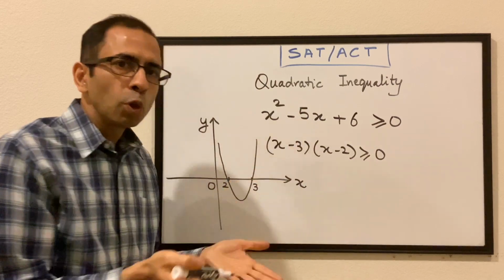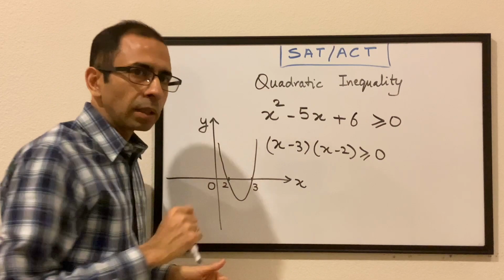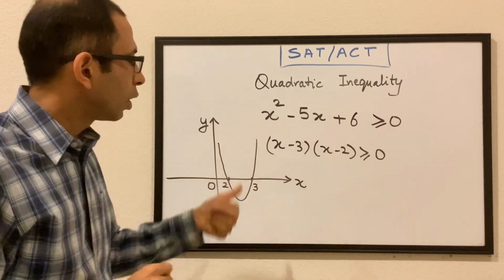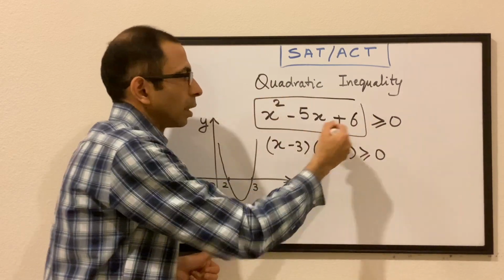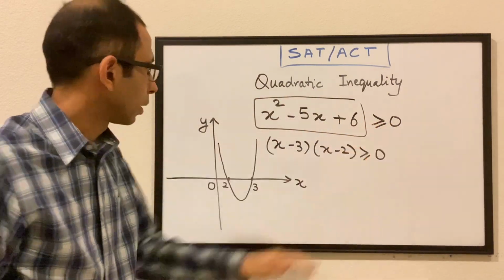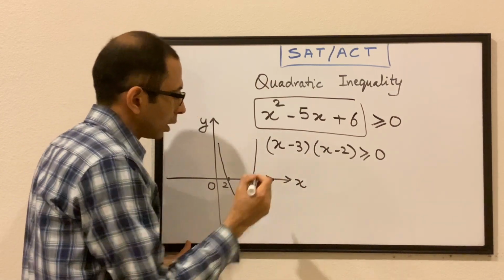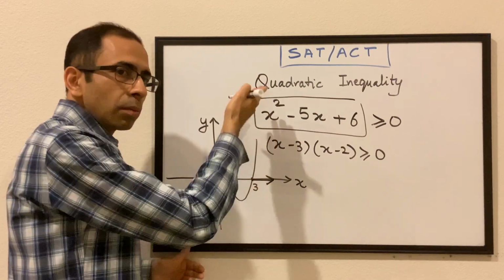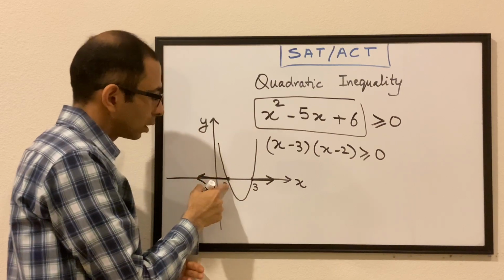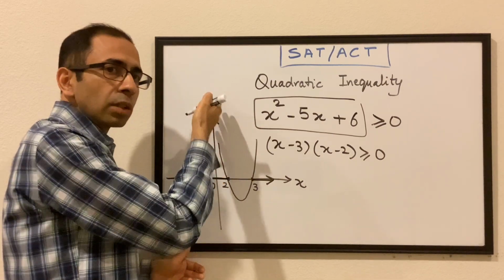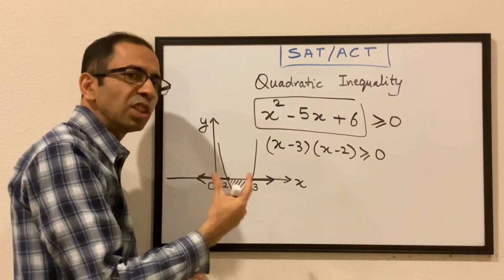So the function is going to be opening upward, and the x-intercepts or the solutions are going to be 2 and 3. Now we have to see for what values of x this function is greater than or equal to 0, because that's what they're asking. When we look at this, for all values of x which are 3 or greater than 3, the value of the function will be greater than 0. Similarly, for all values of x which are less than or equal to 2, the value of the function is 0 or greater. The value of the function is less than 0 only in this portion between 2 and 3.